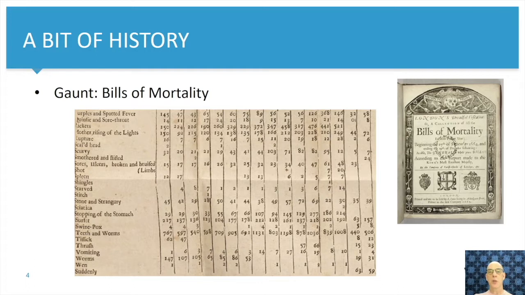And by doing so, he was able to publish the now famous book Bills of Mortality. And in that book, there was an endless listing of all kinds of causes of death that were encountered in the parishes. And there were some great names attached to it. So, for example, Mother, Riving of the Lights, or Skitch.